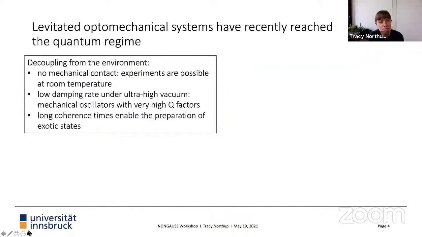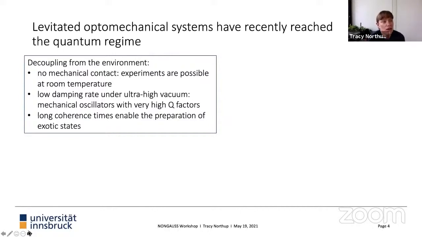And what's exciting here is that this decoupling from the environment has actually enabled these systems to recently reach the quantum regime. So I would say, very broadly speaking, levitated optomechanical systems are not yet as advanced as clamped optomechanical systems in terms of how far they've been able to get into these kind of quantum mechanical experiments. But they've made a lot of headway in recent years.